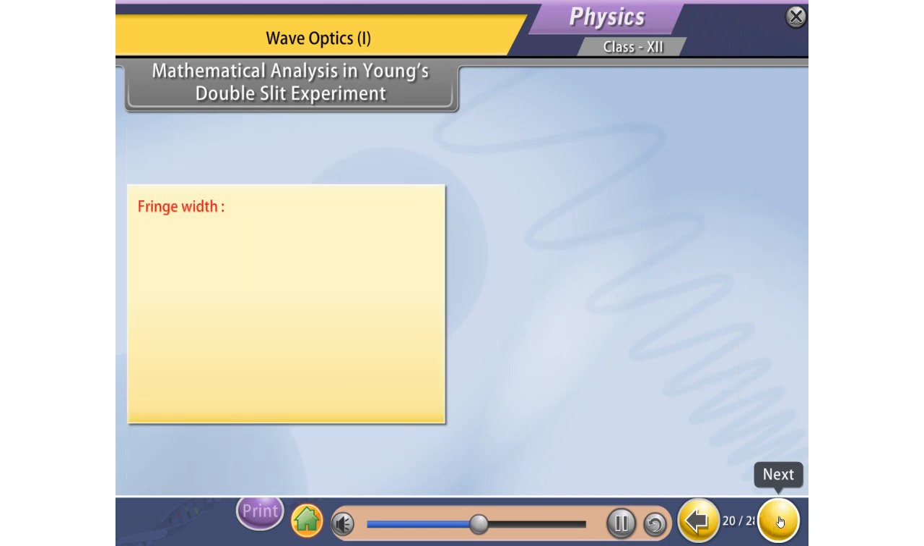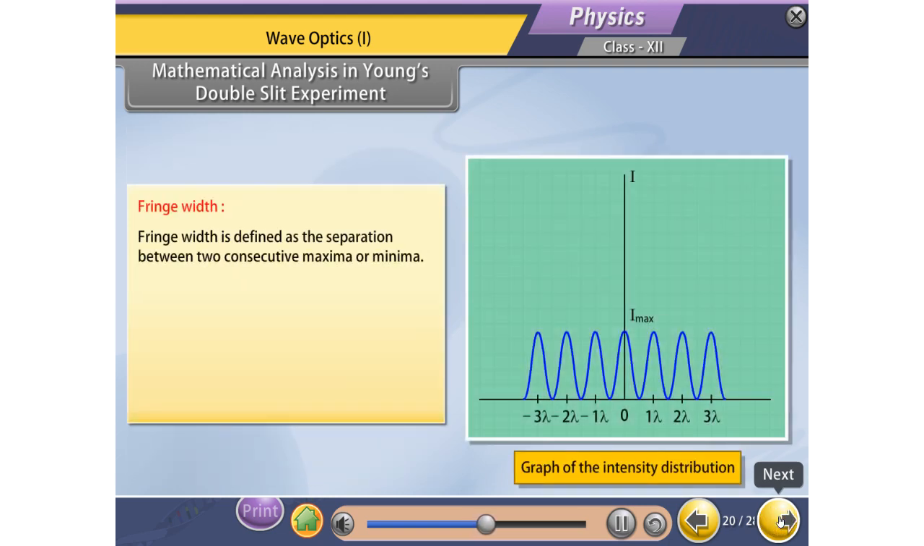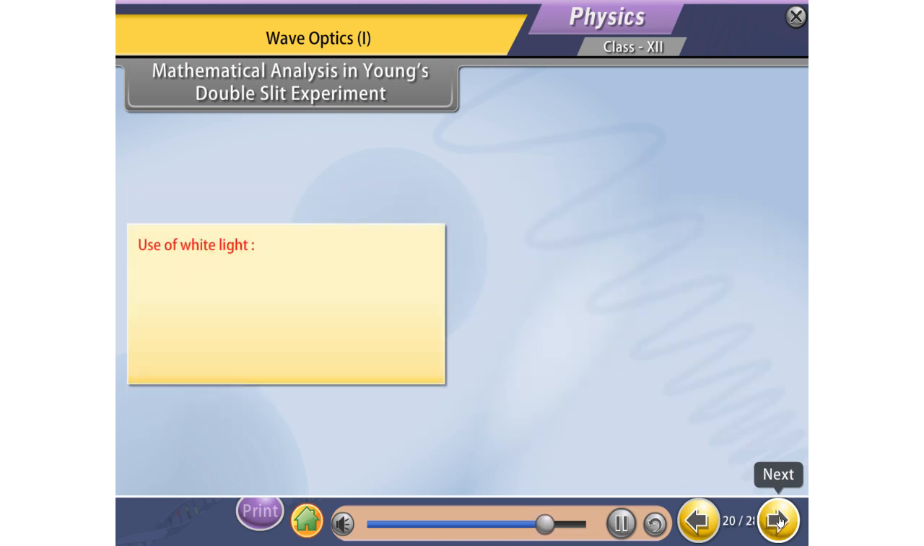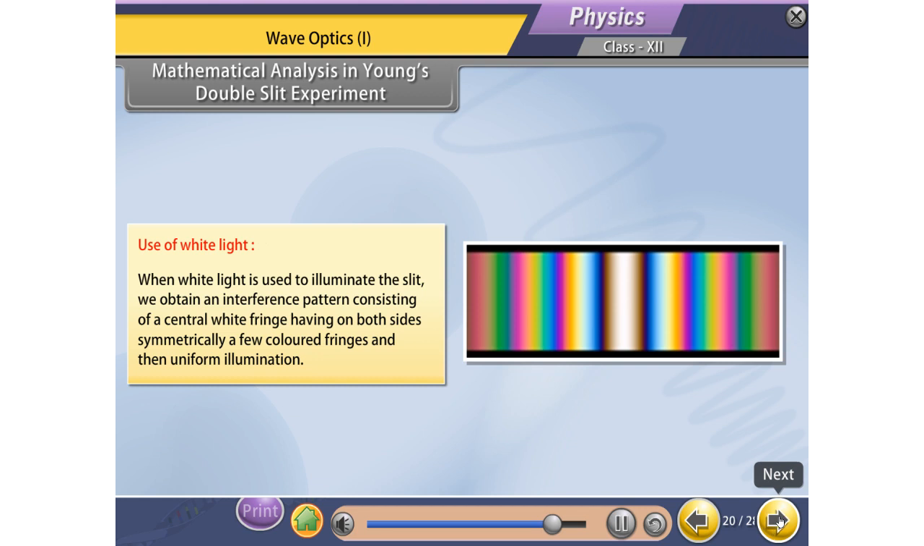Fringe width. Fringe width is defined as the separation between two consecutive maxima or minima. Beta is equal to yn plus 1 minus yn, which is equal to capital D lambda upon small d. Angular fringe width is given by beta upon D, which is equal to lambda upon d. Use of white light: when white light is used to illuminate the slit, we obtain an interference pattern consisting of a central white fringe having on both sides symmetrically a few colored fringes and then uniform illumination.